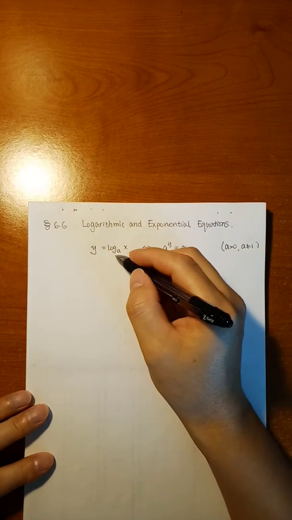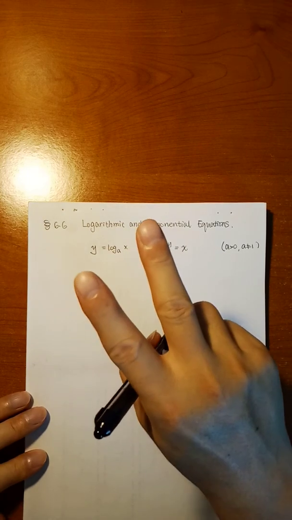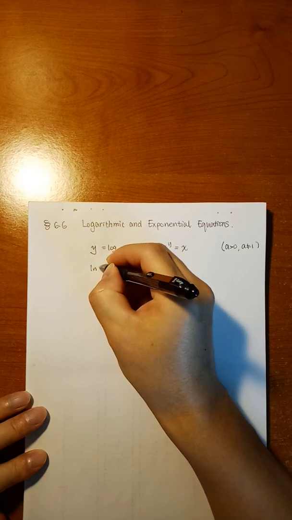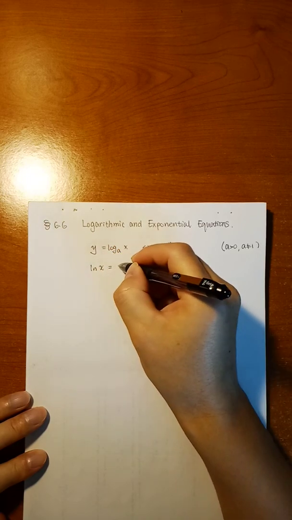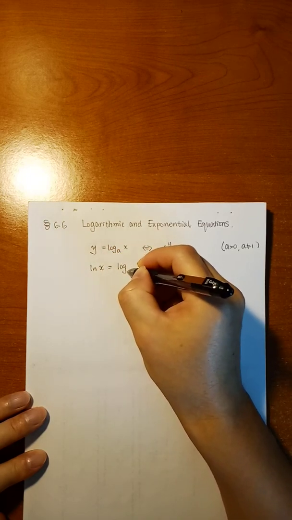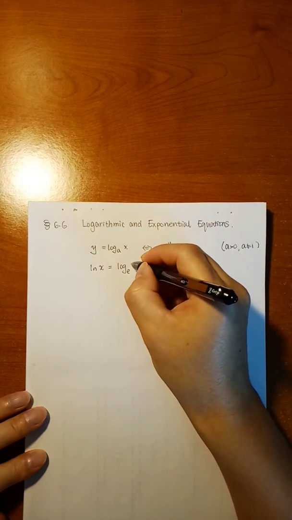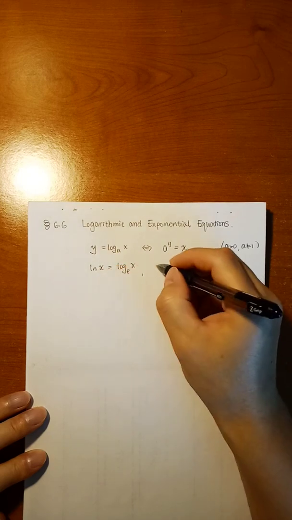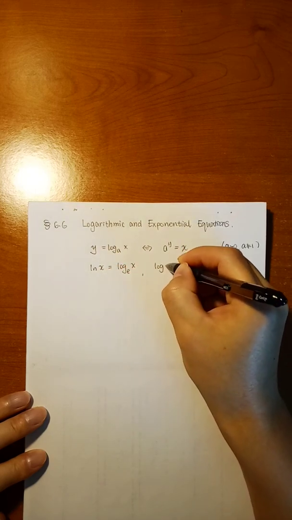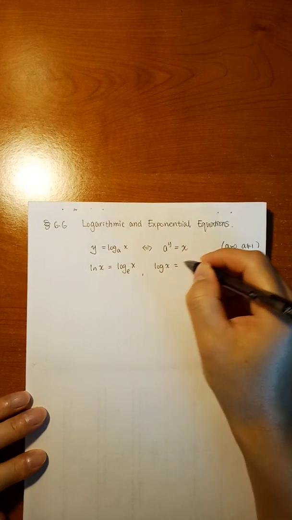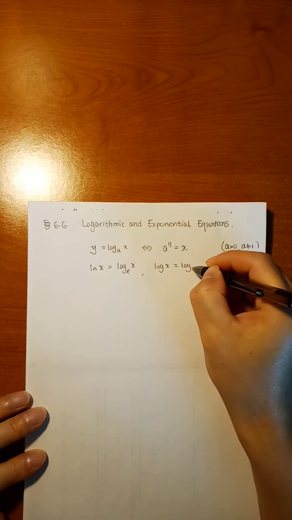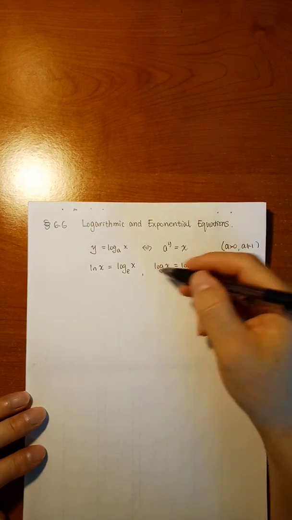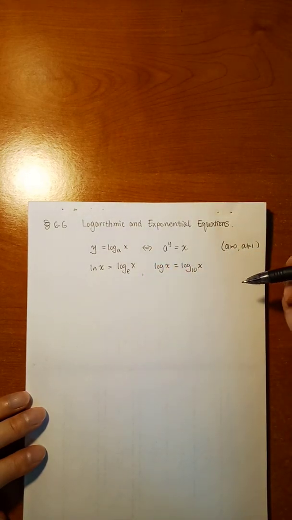Okay, and in the logarithmic function, we have two special bases. One is ln. ln of x is log to base e of x. This is one special symbol. The other special symbol is just log x. Log x means the logarithm to base 10 of x. Okay, so there are two special symbols.